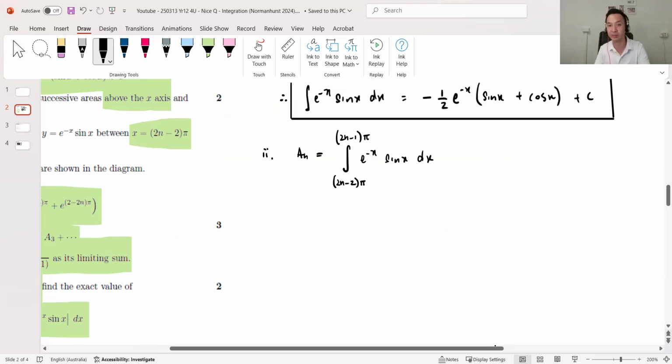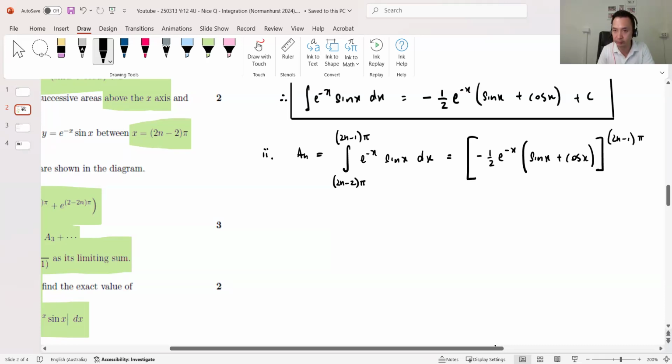Because I've already integrated that, I'm just going to sub it into the integral. So it becomes negative half e^(-x) (sin x plus cos x), evaluated from 2n minus 2 pi to 2n minus 1 pi. Now, because I'm subbing these limits into sine and cos, it might be worthwhile to make a side note.